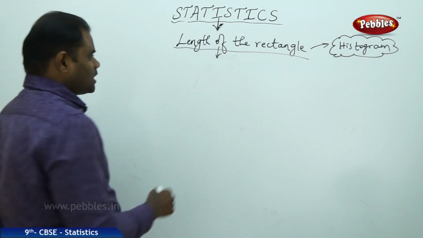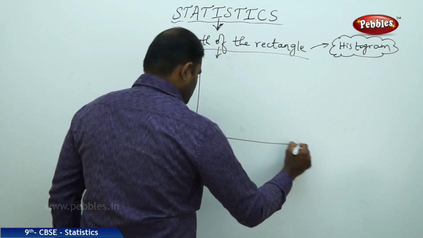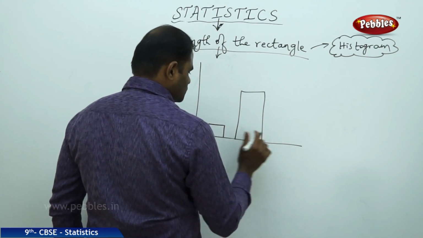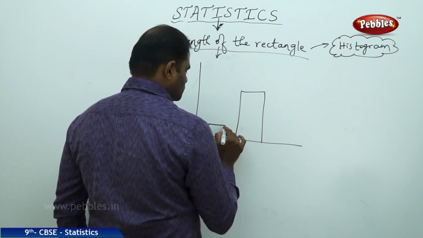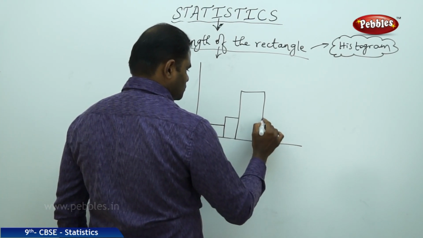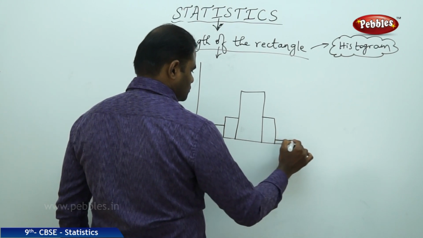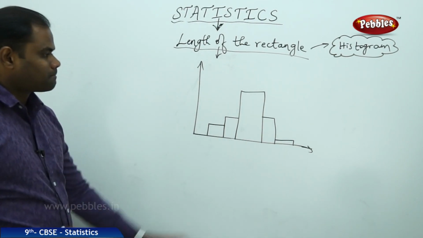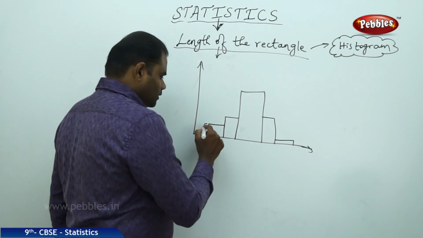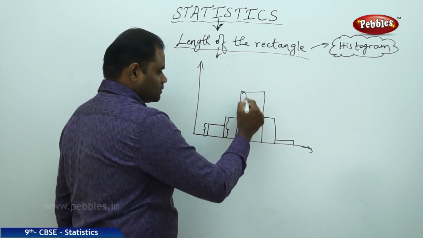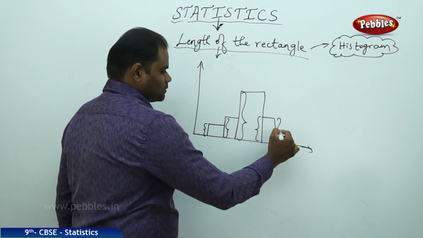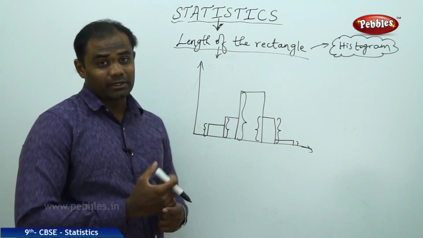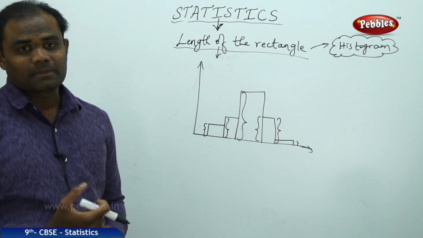As we have discussed, a histogram generally has all the rectangular bars. Now how do we calculate the length of each of the rectangles? This session is about finding the length of the rectangle given the frequency, the class interval and the class width.